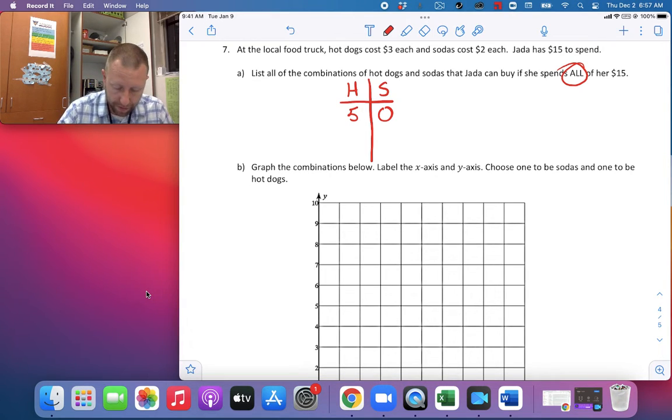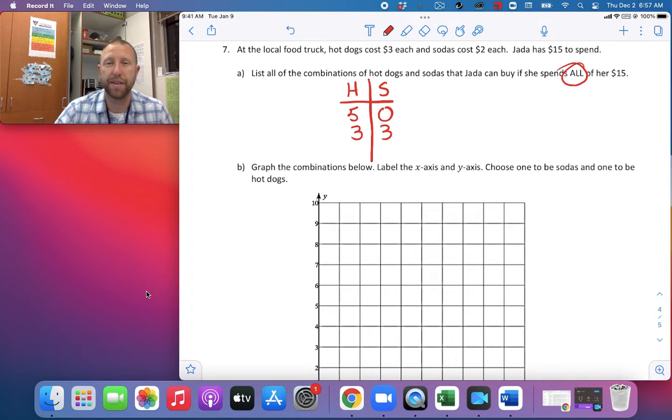Okay, what if she only buys 4 hot dogs? Well, 4 hot dogs is 4 times 3 is 12. And since sodas are $2, that doesn't work. What about 3? If she buys 3 hot dogs, that's $9 because 3 times 3 is 9. That leaves her $6 left to get to 15. Oh, since sodas are $2 each, she could buy 3 of them. So yeah, 3 and 3 works. 3 hot dogs and 3 sodas works.